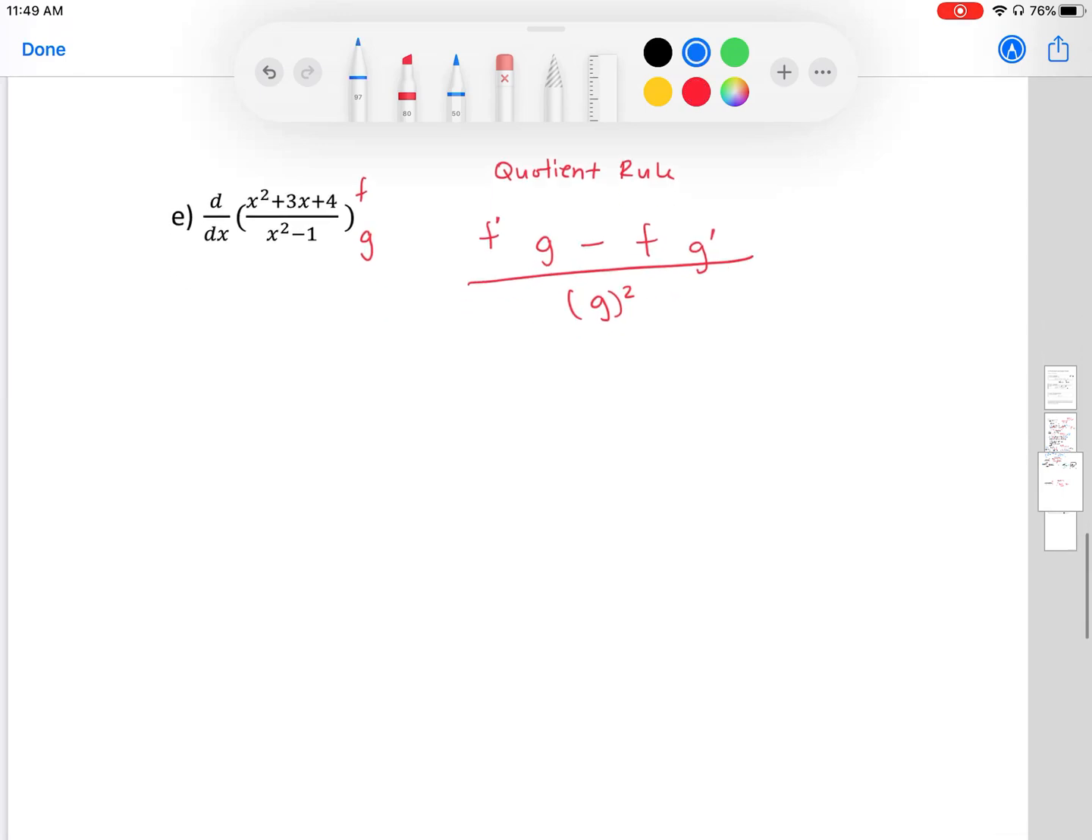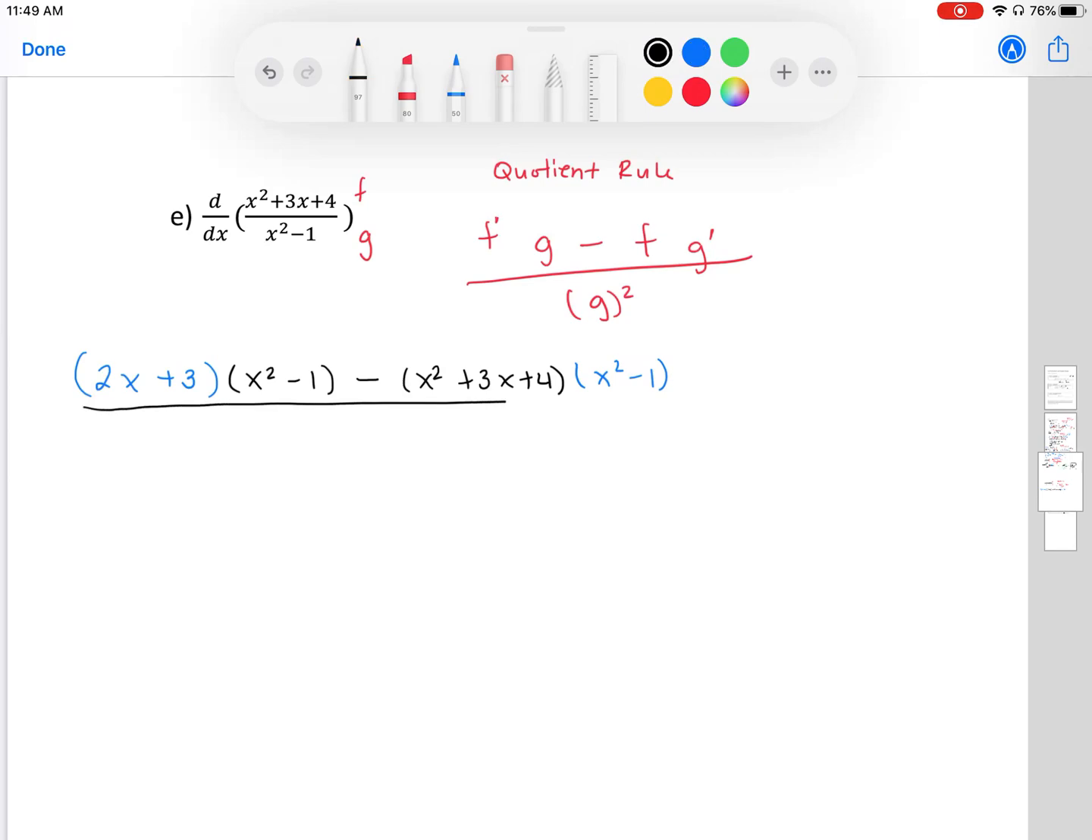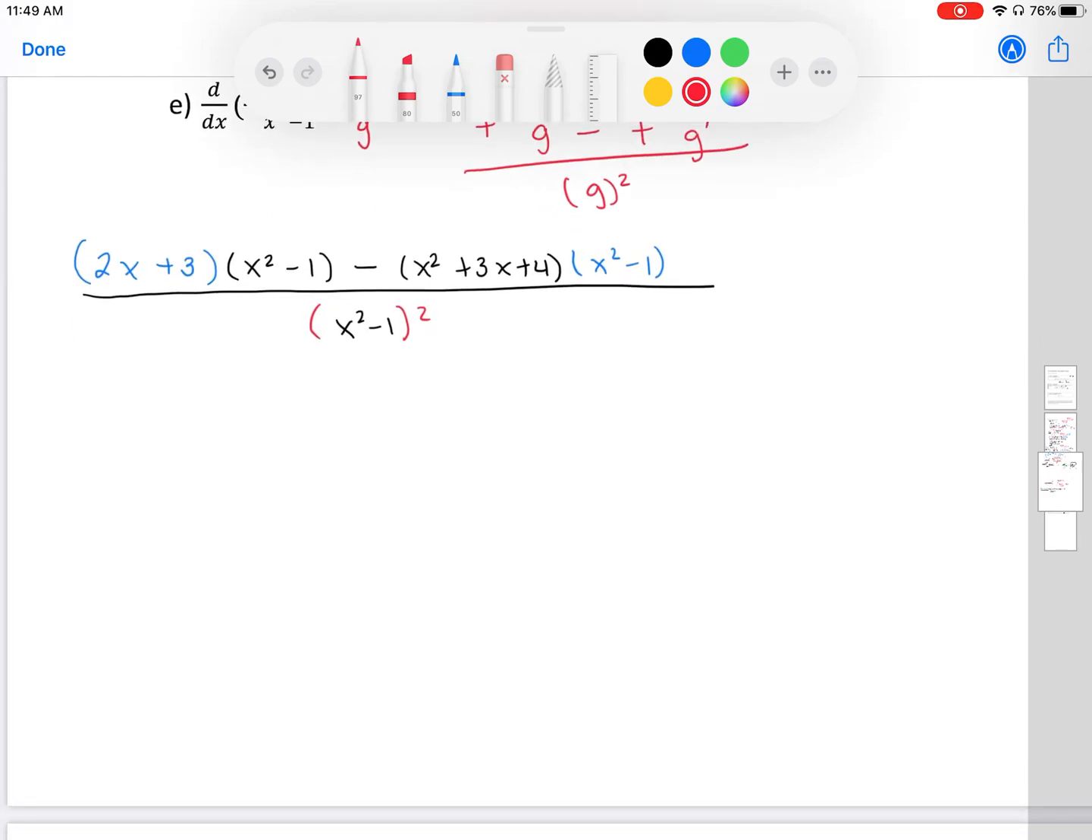Okay. Your f prime, your derivative of f, is 2x plus 3. Your function g is x squared minus 1, minus your function f, which is x squared plus 3x plus 4, times the derivative of your function g, which is x squared minus 1. All of which will be divided by your denominator raised to the second power. There we go. We have set up quotient rule. Let's go ahead and clean this up. So I need to go ahead and we need to FOIL all this out.